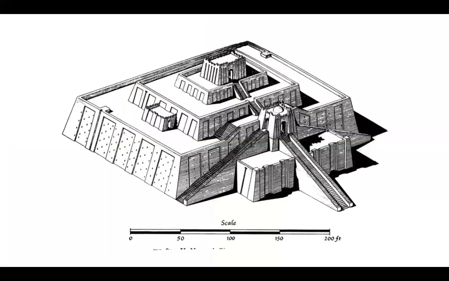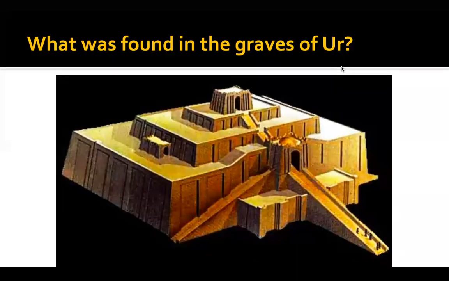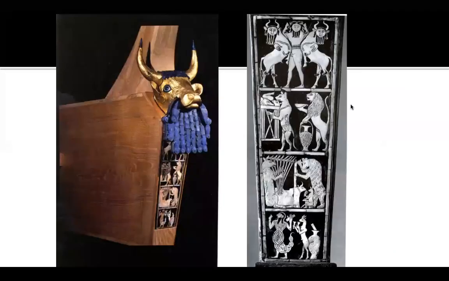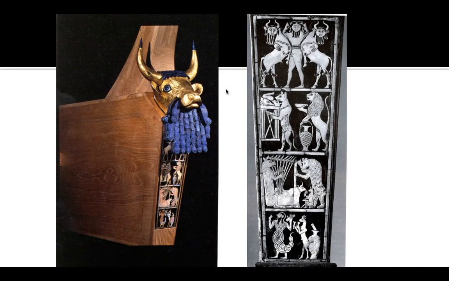So here's a reconstruction of what we think that ziggurat and temple structure looked like at Ur. So it had a series of platforms and buildings on top of each other, right? And then outside of Ur's ziggurat, there was a graveyard that was excavated. And there were a number of really important pieces that came from here. This is called the ox lyre. And so they think it was a musical instrument.